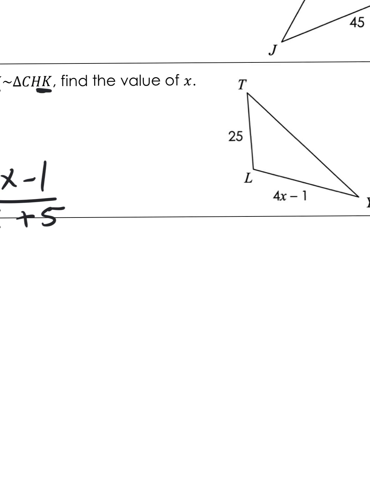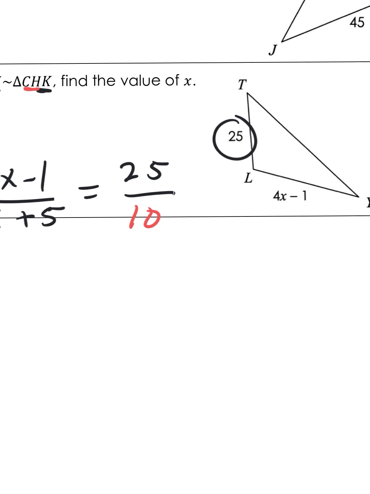So what I'm going to do is set that equal to another set of corresponding sides. So I'm going to take TL and I'm going to put that on top. That's from the big triangle. And I'm going to find the corresponding side to TL. I'll do it in red. TL corresponds to CH, right? CH is 10, so that goes here.